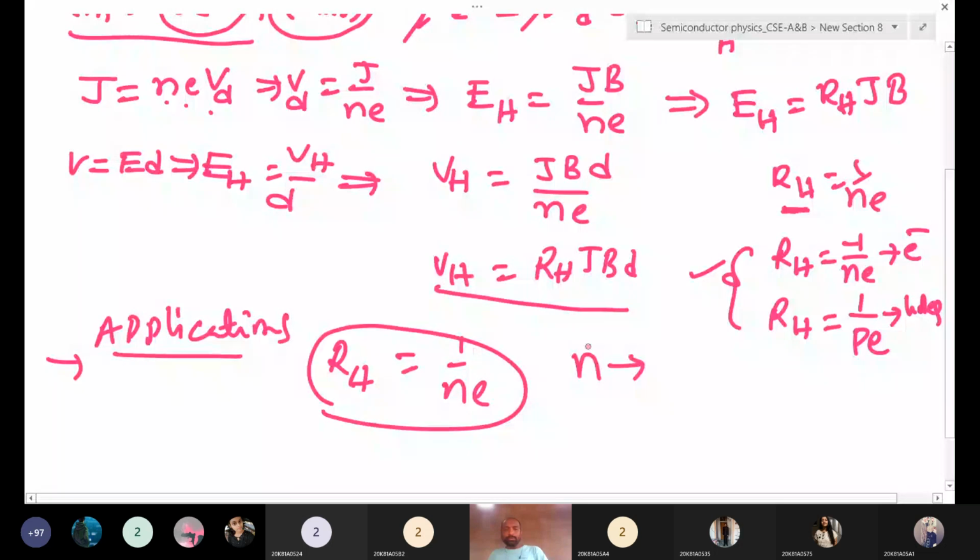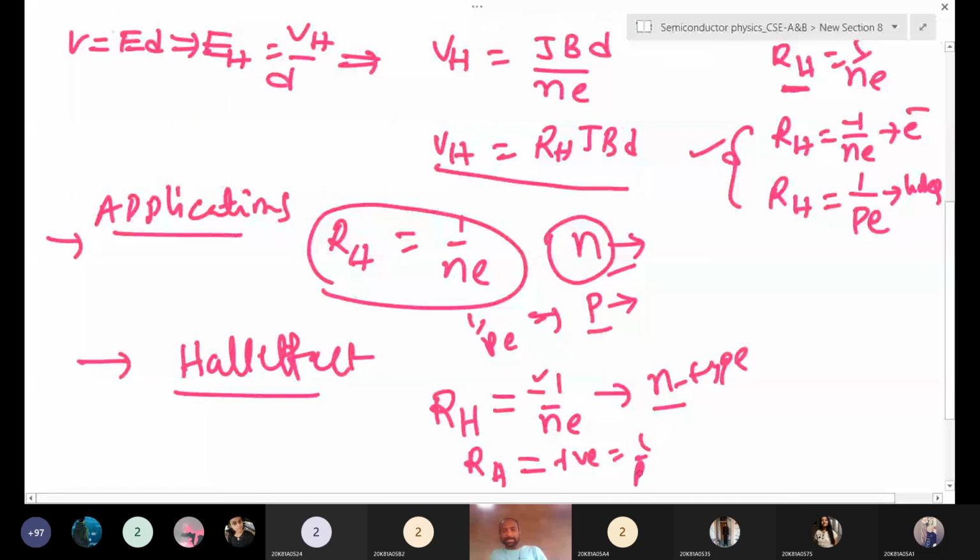Once you do the measurement, you calculate the Hall coefficient. Suppose you get 1 by NE. If you get a negative value, that is an N type semiconductor. If you get an RH value that is negative, that is N type. If you get a positive RH value, that is 1 by P, so that is a P type semiconductor.